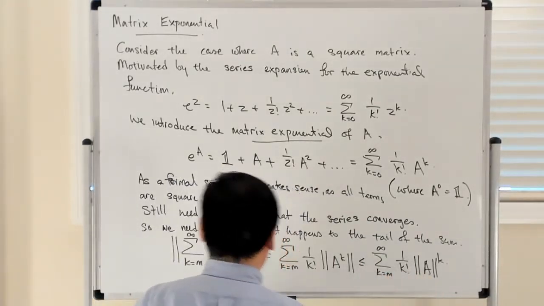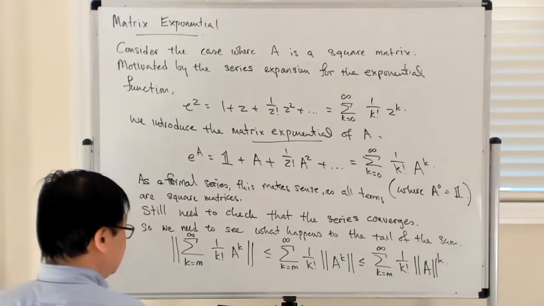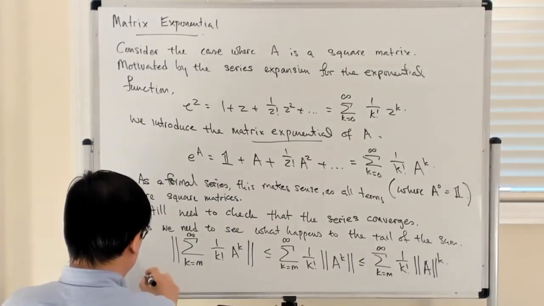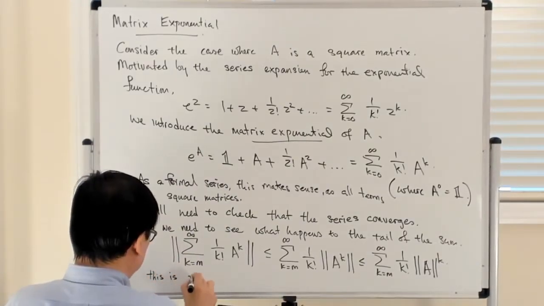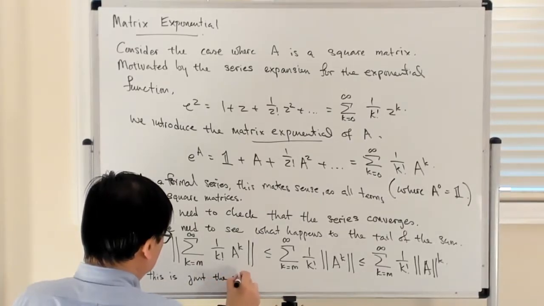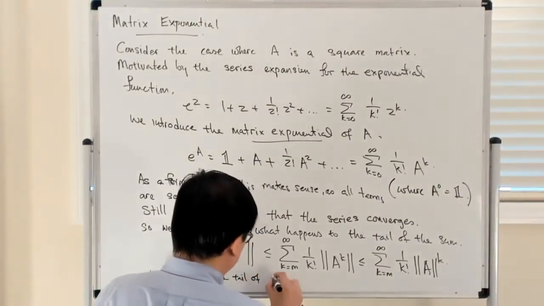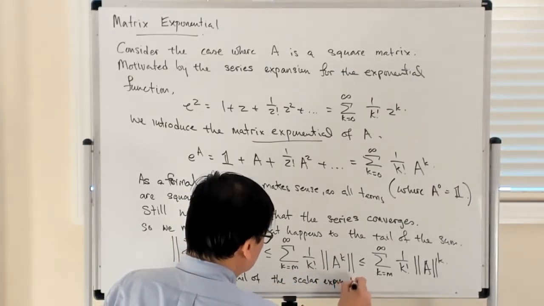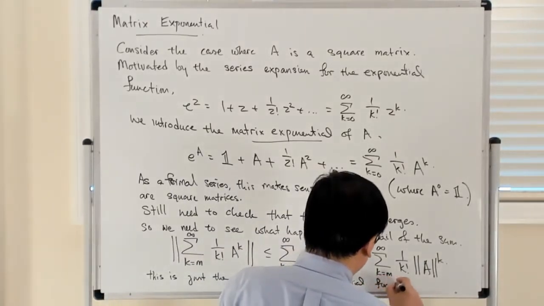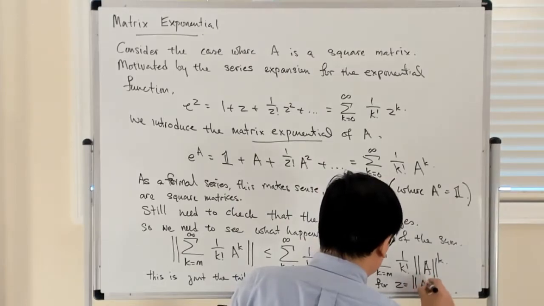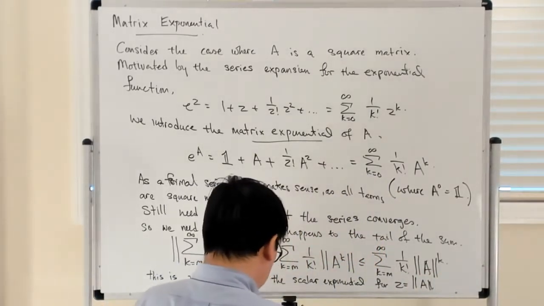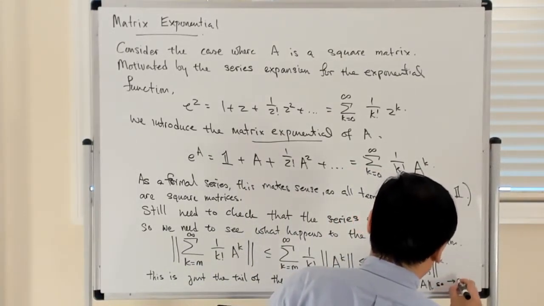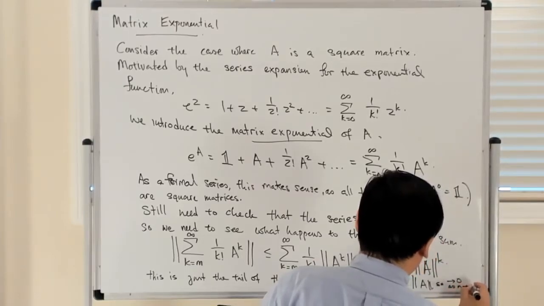And of course, this last term is nothing more than the tail associated with the usual exponential function. So this is just the tail of the scalar exponential for z equal to the norm of A. All right, so we know that this goes to 0 as m goes to infinity.